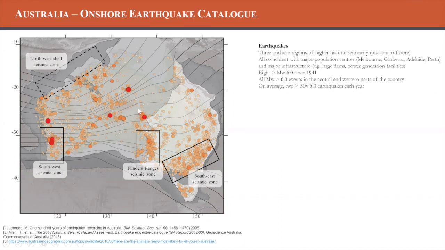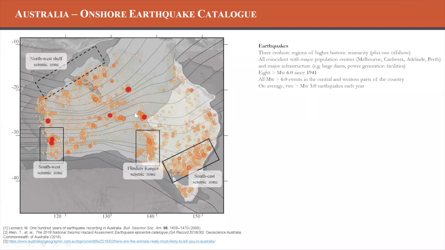Historically, all of our magnitude 6 and above events, we've had 8 of them so far since 1940. They've all happened in the central and western part of the country. So again, we haven't seen any big or moderate to large magnitude earthquakes on the faults that we see that can host them. Those faults down there theoretically could host up to a magnitude 7.5-ish.